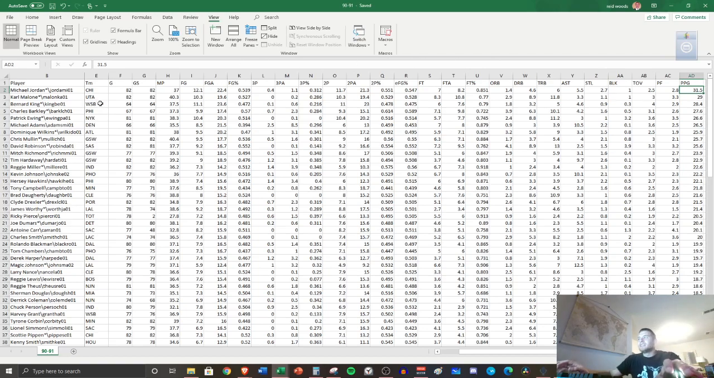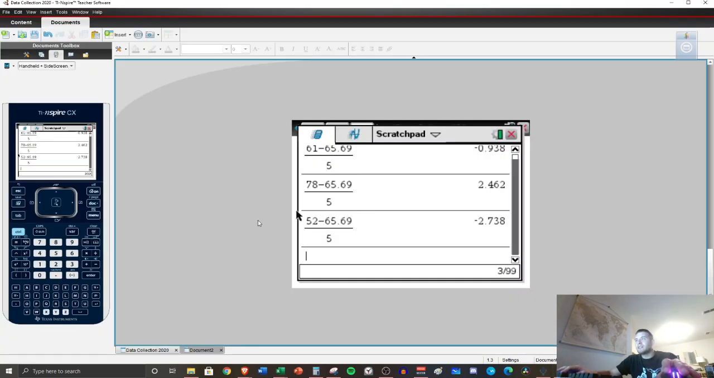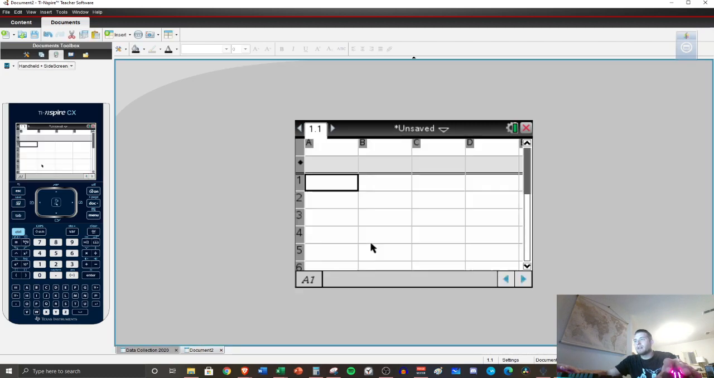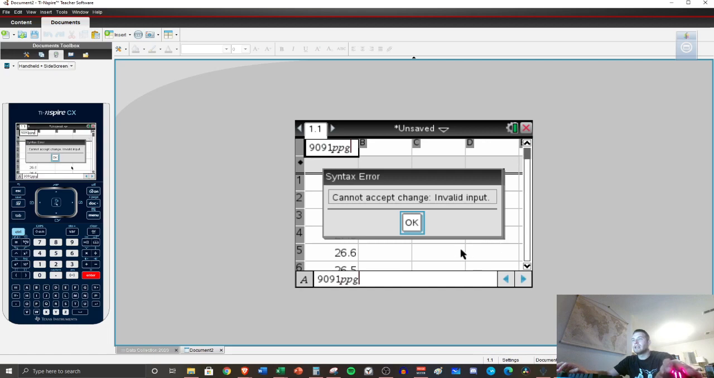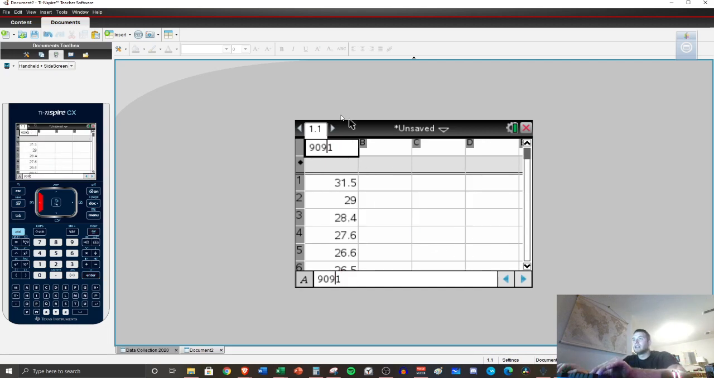What I want to do is take this entire data set, and we're going to paste it into a new spreadsheet. So I'm going to make a new document here on my Inspire and paste this. Now I don't want this, so I'm going to delete this row. Now we have that. So we want 90-91 PPG. There we go, PPG 90-91.